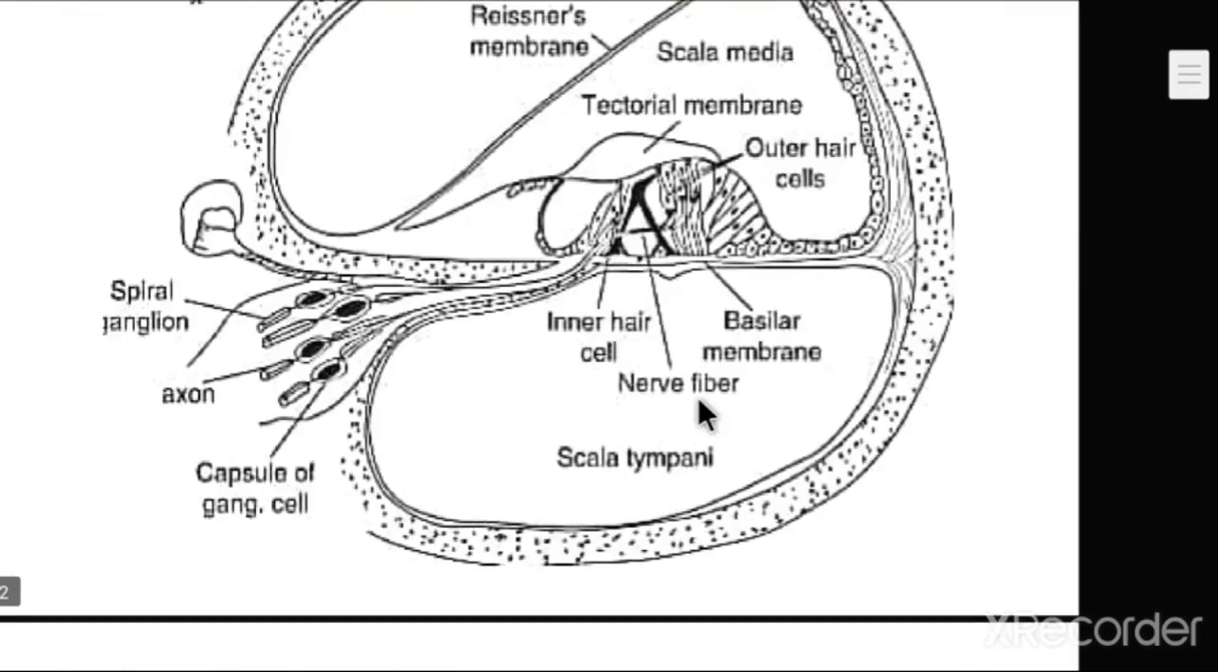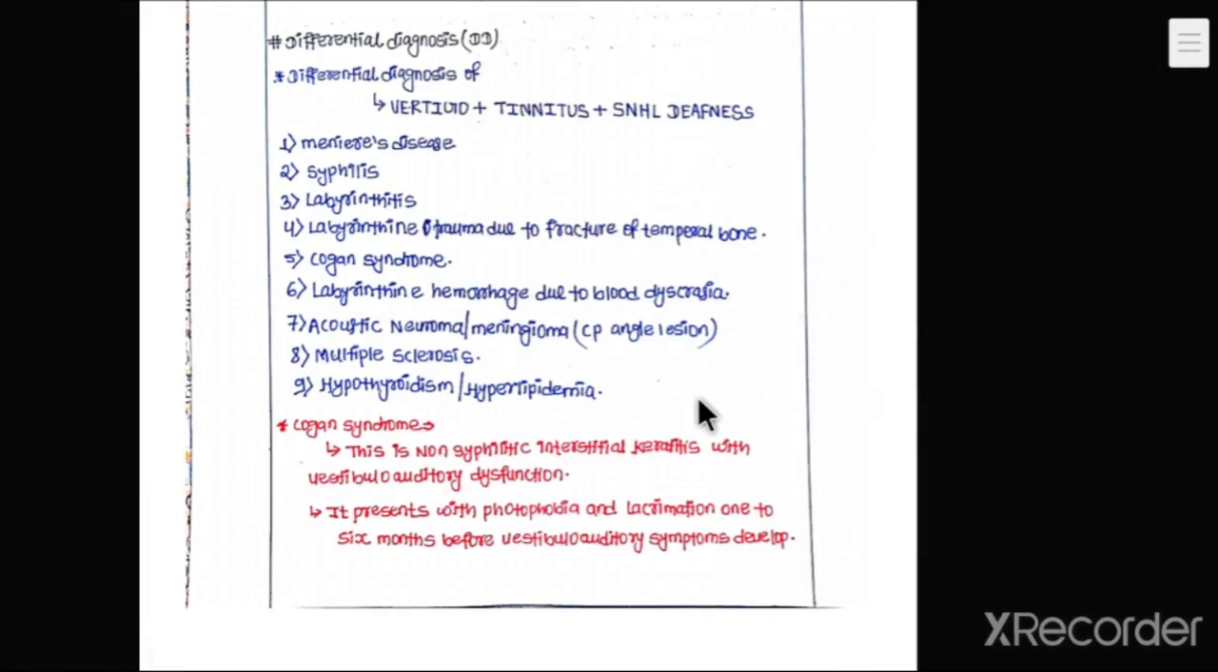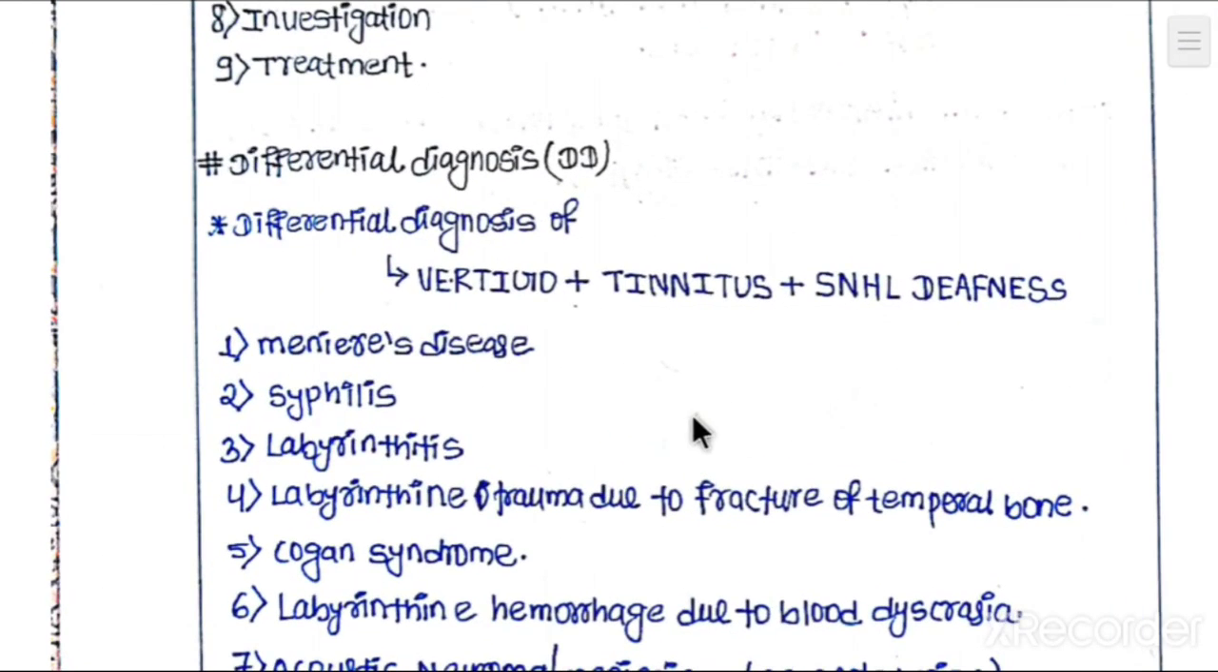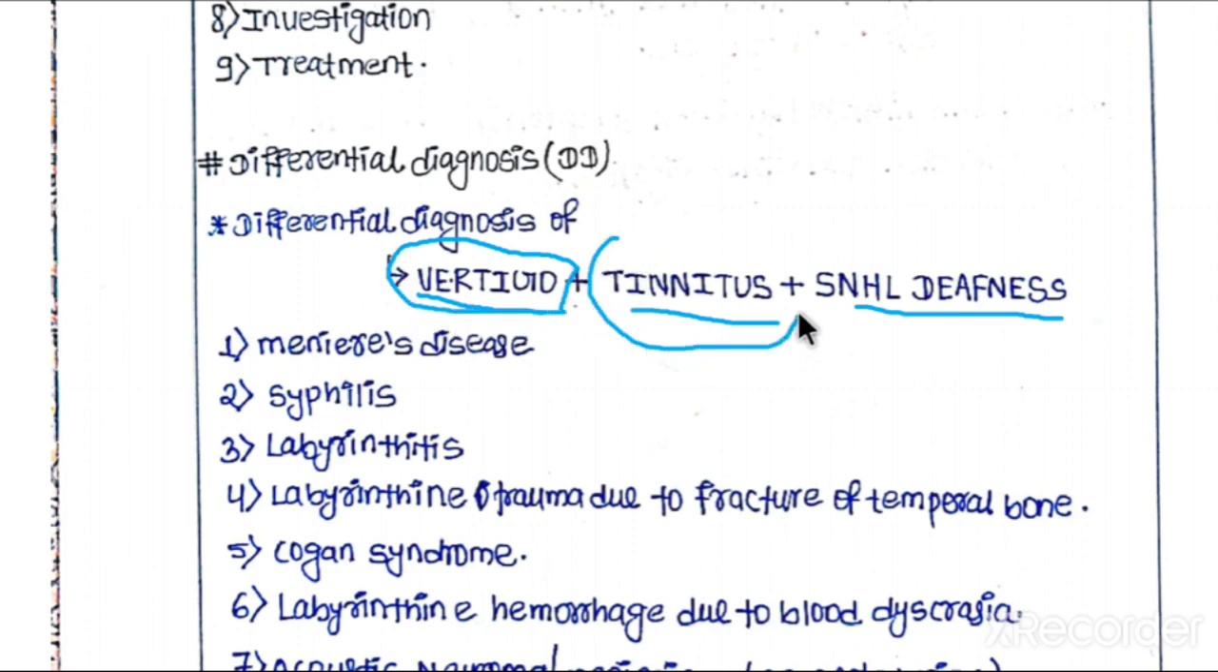Now we will study the differential diagnosis of Meniere's disease. We have the classical triad of symptoms, that is vertigo, tinnitus, and sensorineural hearing loss. These types of symptoms may be present in other diseases, mainly those associated with the inner ear. So we have listed the differential diagnosis of these symptoms.